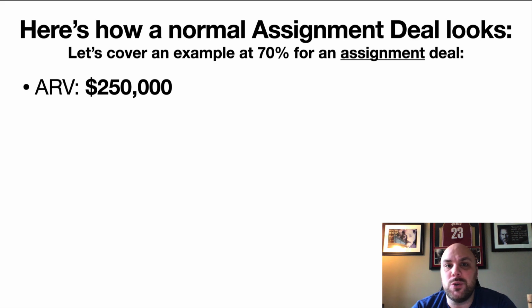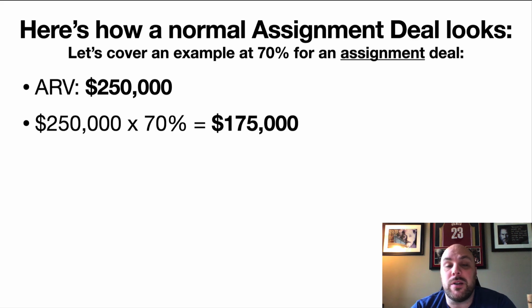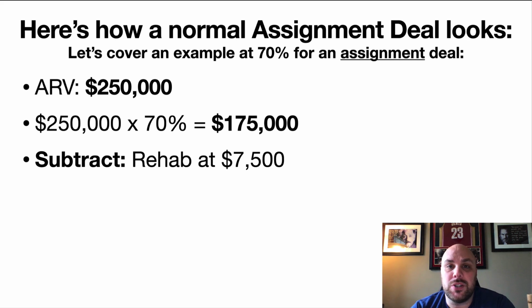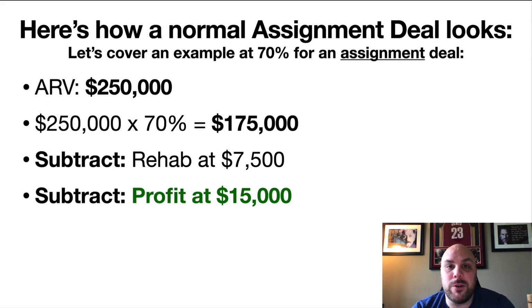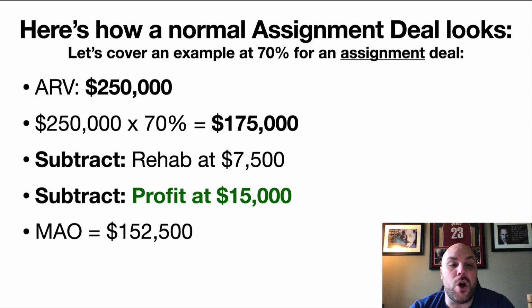We've got an ARV of $250,000. That's gonna leave $175,000. We are going to subtract our rehab, $7,500. We're going to subtract our profit, which we want to make in the deal, which is $15,000. And our maximum allowable offer is $152,500.